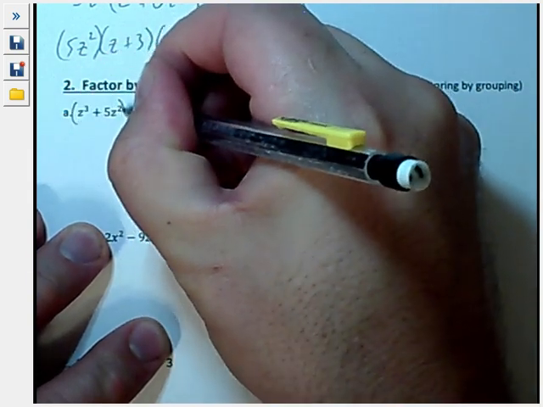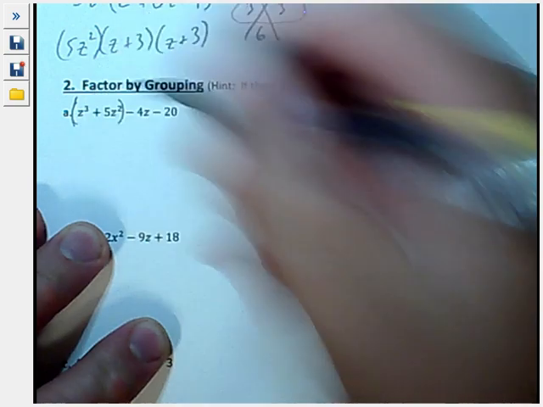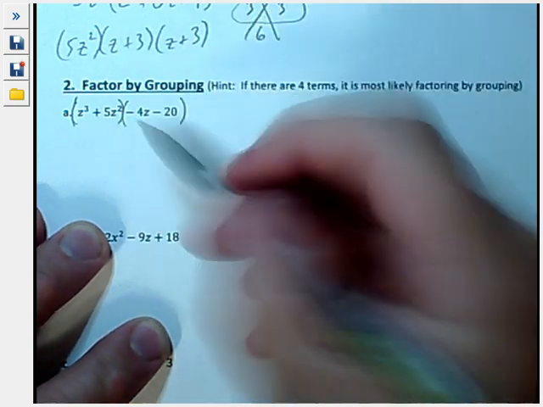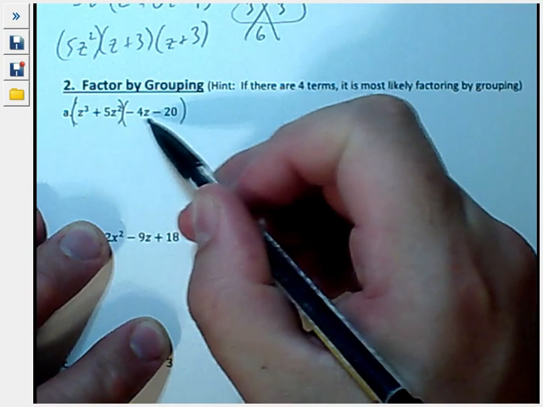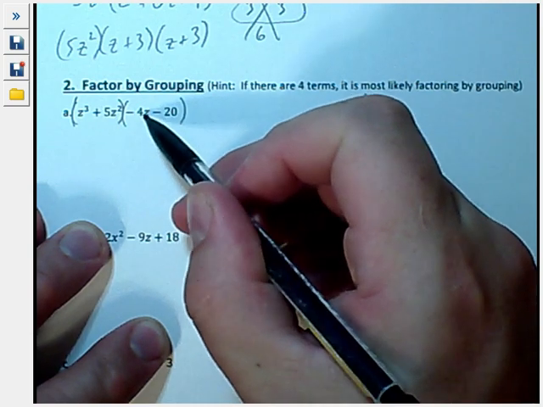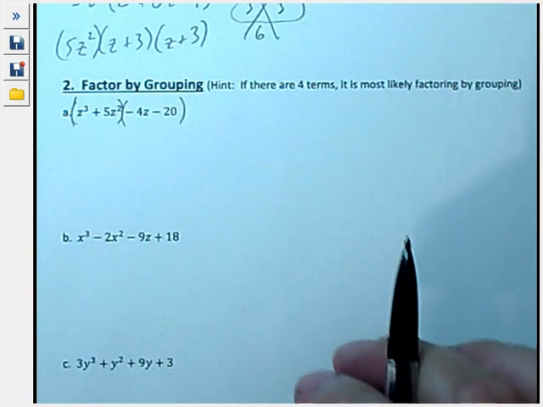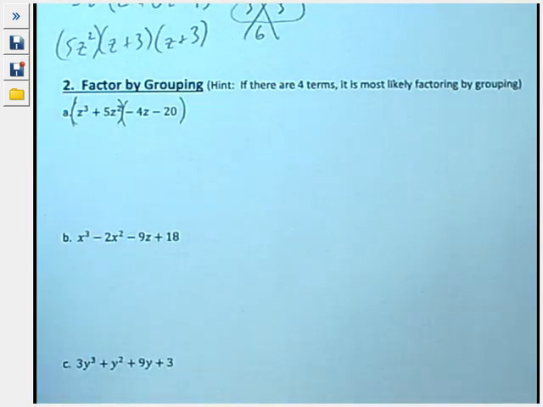Okay, we're going to put these parentheses right there, and then this right here will be another one. And you'll notice I'm including the sign in front of this negative 4z because that negative sign actually belongs to the 4z. So I'm going to make sure to include it in that parentheses. Well, what I'm going to do is remove the greatest common factor in each parenthesis.